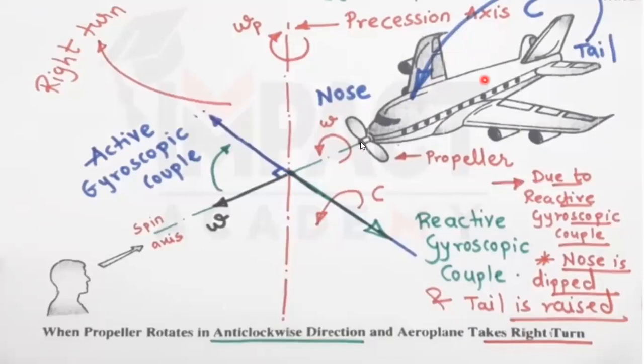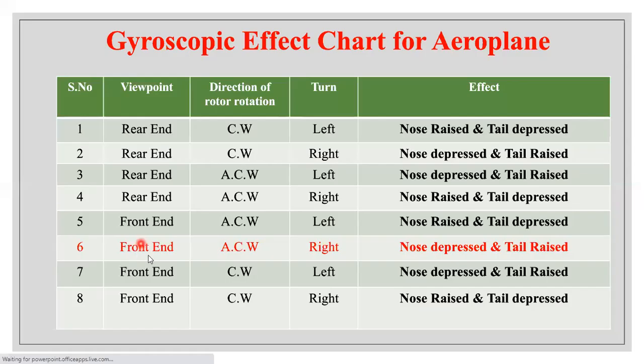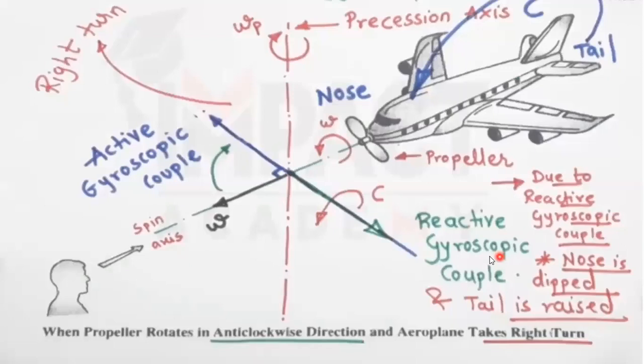So automatically what happens? The nose end will be dipped and tail end will be raised. That's what they have written here. The effect is nose is dipped and tail is raised when the flight takes right turn and the direction is anti-clockwise. We can also have a look at this tabular column. That is front end, we are looking from the front end. Direction is anti-clockwise, flight is taking right turn. So automatically the nose is depressed, tail is raised. Nose is dipped and tail is raised.